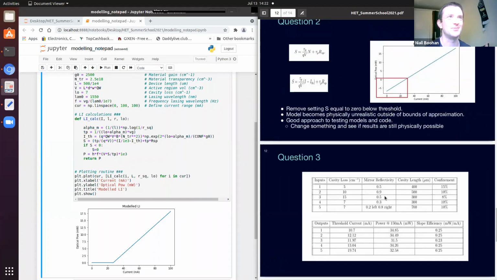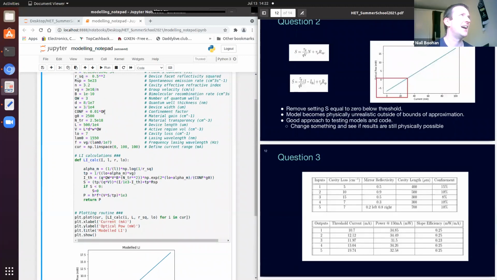There's one or two sneaky things in there. The first one was you have to remove the quantum well numbers here. I had the quantum well numbers pegged to the confinement, so you have to take quantum well number out of it. For our first one we want 15% confinement, so we put in 15%. Our mirror reflectivity is 0.5, so we put that in. It is 0.5 already, and then our cavity loss we want to set to 5.